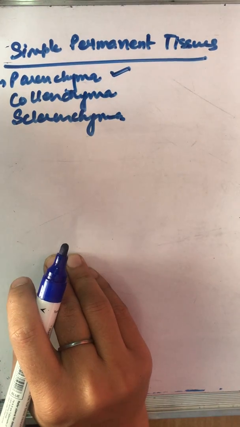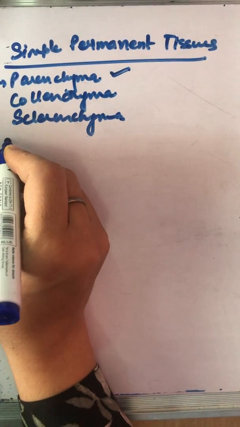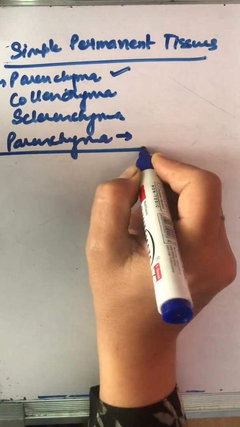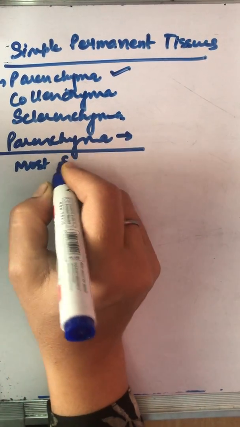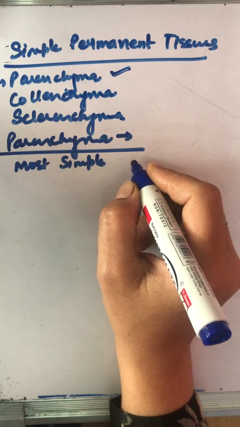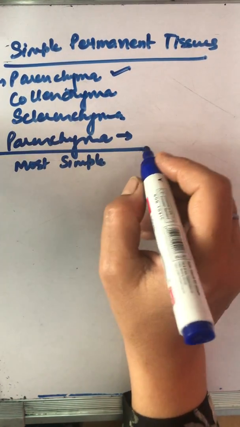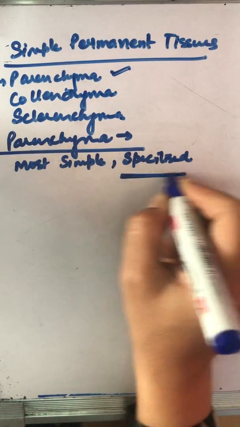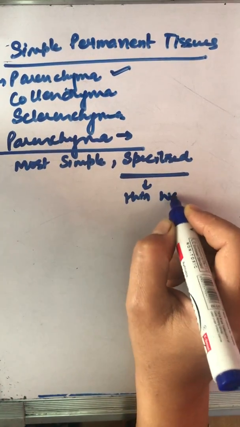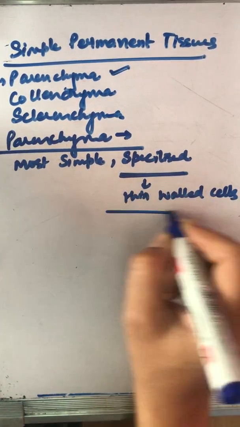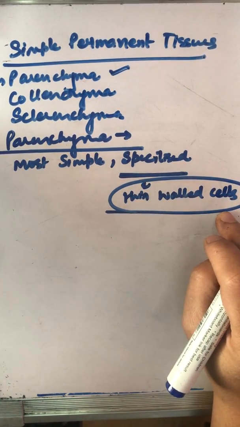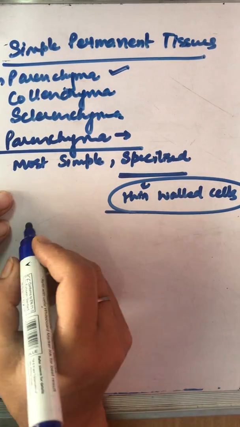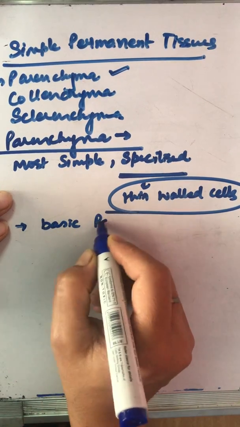What is parenchyma? Parenchyma, the most simple and specialized. What kind of specialization does it have if it is the simplest one? Because it has only thin walled cells. Specialized for having only thin walled cells which have intercellular spaces between them. Right? It is the basic packing tissue.